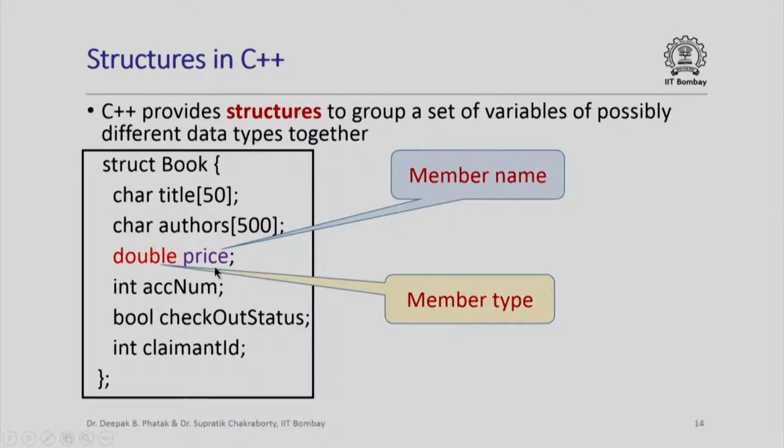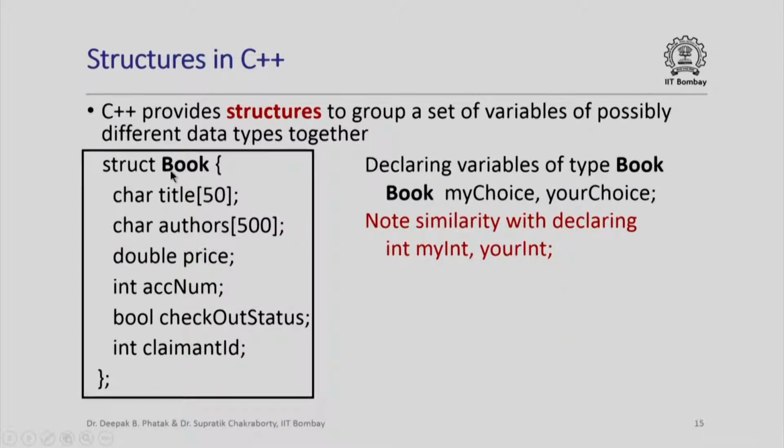Now a member of the structure has two parts: a member type and a member name. So here price is the name of a member of data type double. And as I just said, we could declare variables of this structure type book. So here I am declaring two variables, my choice and your choice, of structure type book, and note the similarity with declaring two variables, my int and your int, of data type int.